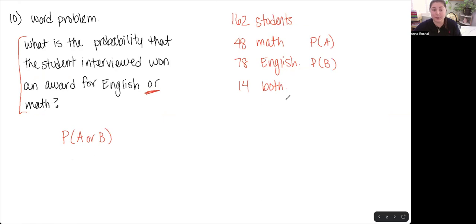And this is kind of like both, right? So ideally, what we're doing is we're finding the probability of A, finding the probability of B, and subtracting the probability of both. So I know that 48 out of 162 students won math. I'm going to add the 78 out of 162 students for the English. And then I'm going to take away the 14 out of 162 that won both. The ones that won both, those are counted twice, just like they were in the second problem that we did.